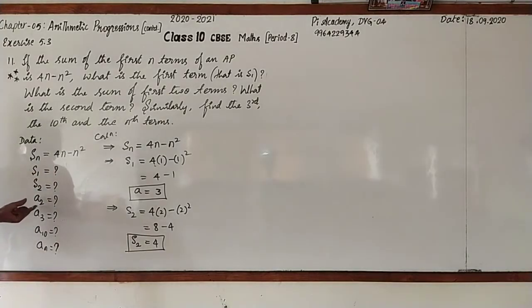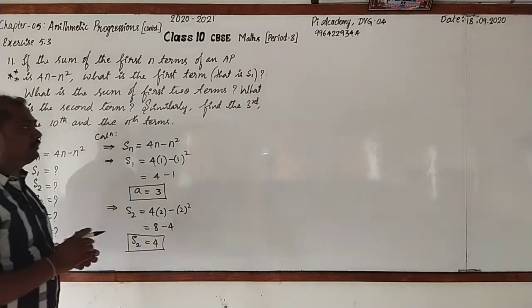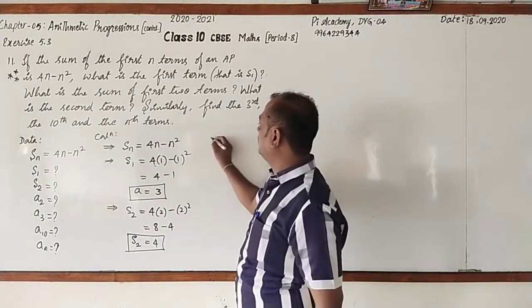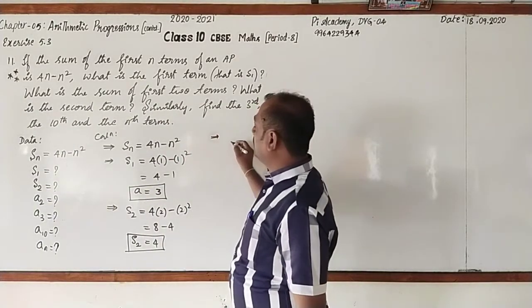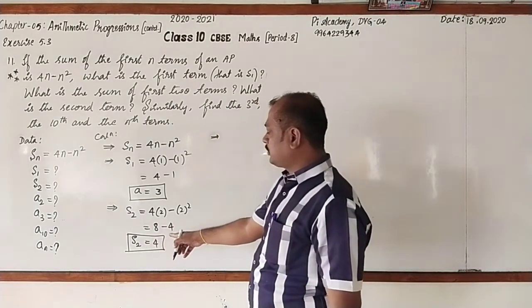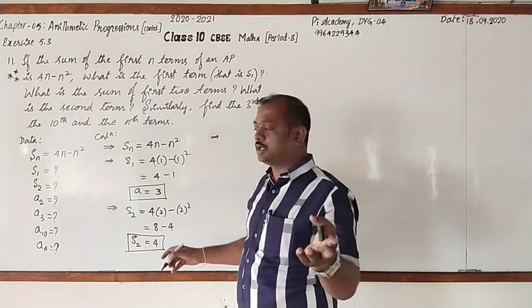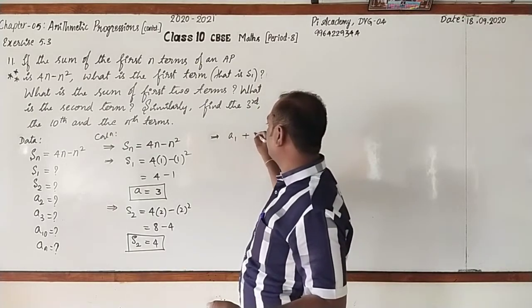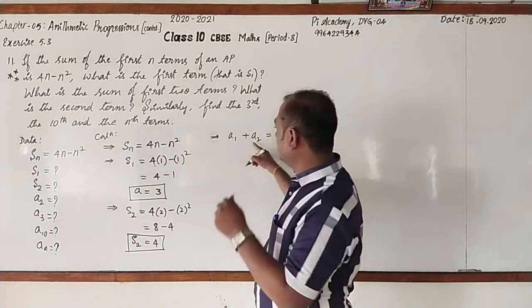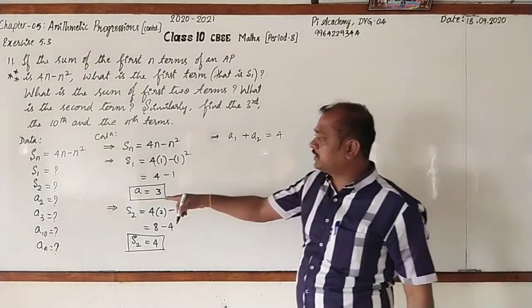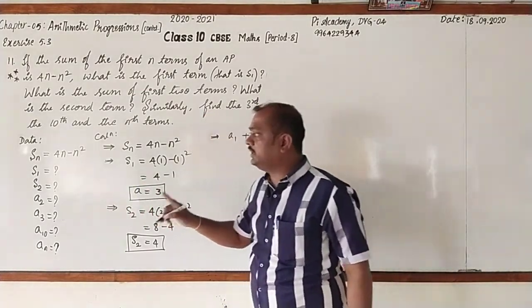Then we should find out A2. How do you go about finding A2? This is also very simple. Here I'll write, we all know that S2 is equal to 4. S2 is nothing but the sum of the first two terms. It is A1 plus A2 is 4. In this, A2 is there, hence we can find A2 easily.